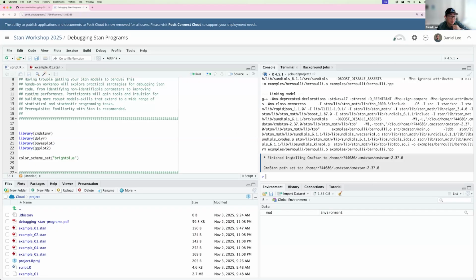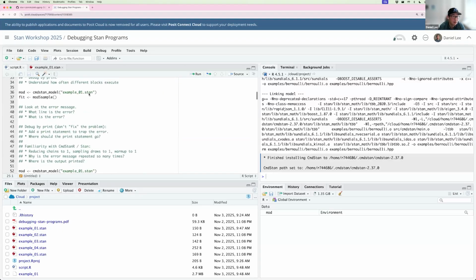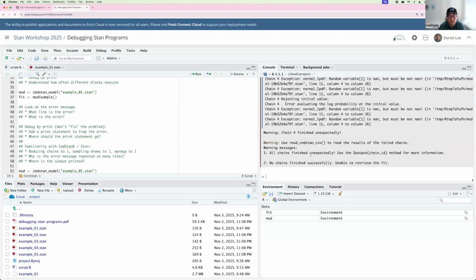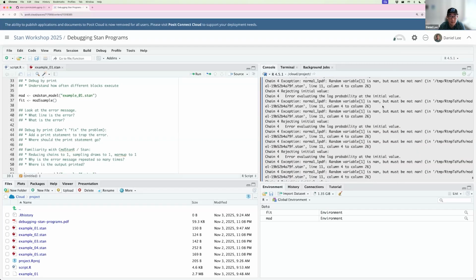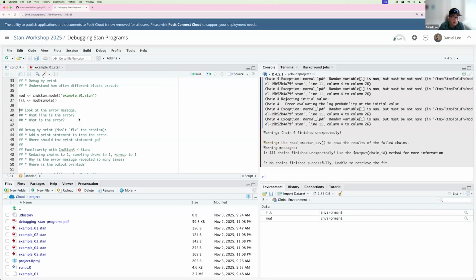Okay, great. So people, CmdStan should have run by now. You can run that. All right. So the first thing, if we do this, do you see an error? All right. Anyone want to tell me where this error is? What line it's on? And what the error actually means?